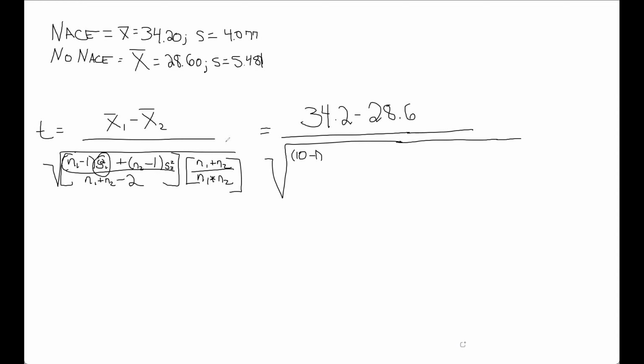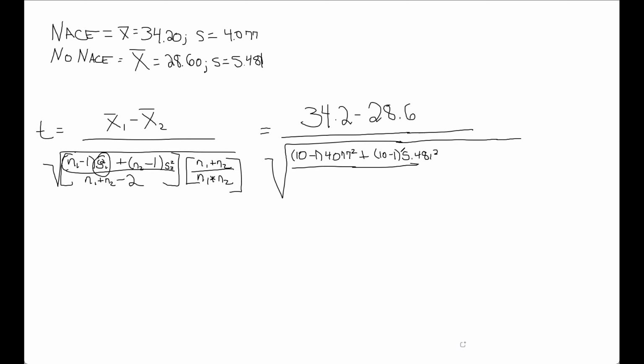And so we have to square it. So it's 10 minus 1 with the standard deviation squared: 4.007 squared, plus, sorry, 10 minus 1 times the standard deviation, which is 5.481 squared.